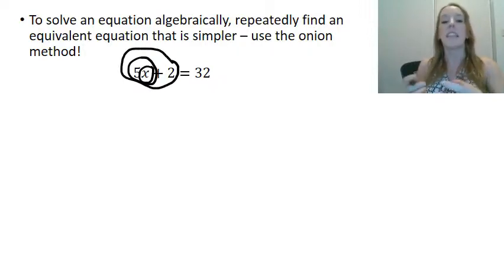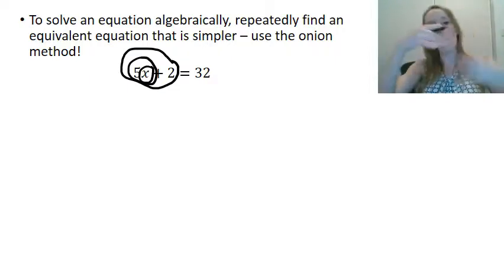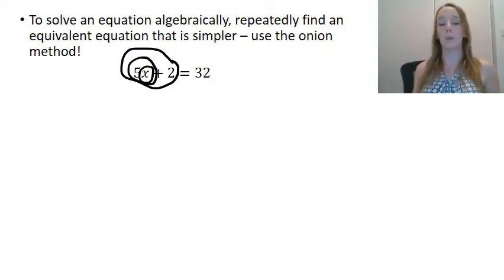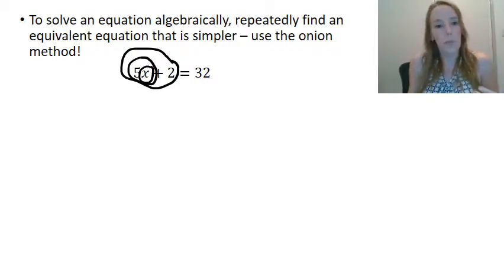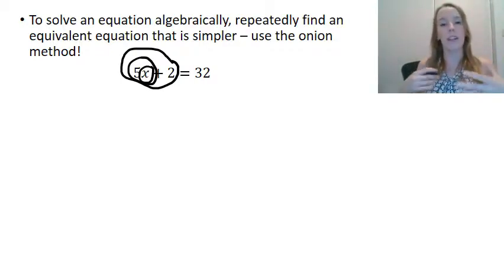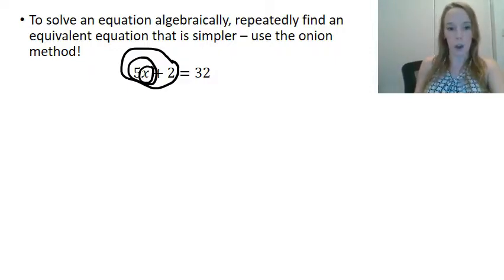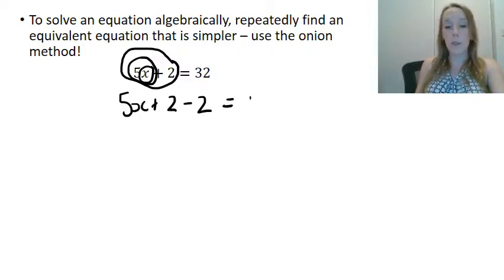Now, to get to the center of an onion, you have to peel back all those layers. So the first layer is the plus 2. So we have to get rid of plus 2. To get rid of something, we have to do the opposite. The opposite of adding 2 is taking 2. So on our left-hand side, we had 5x plus 2, and we're going to get rid of that by doing take 2. Now, to maintain equivalent equations, we also have to take 2 on the other side. So that will leave us with 5x equaling 30.